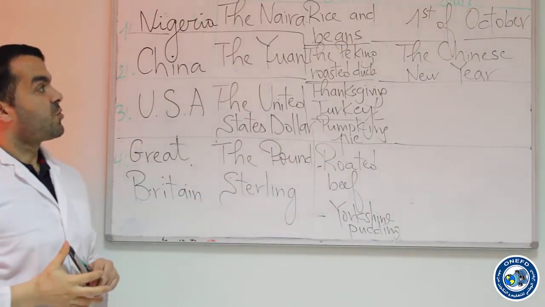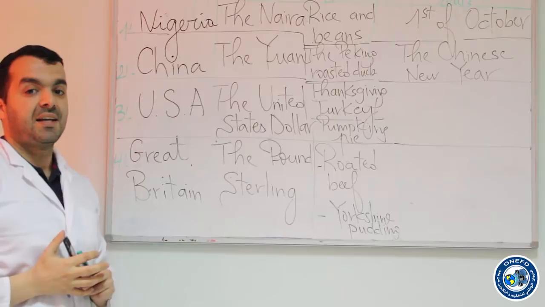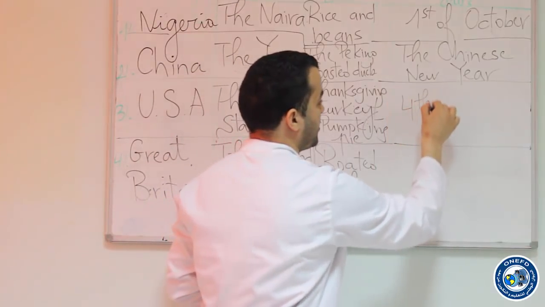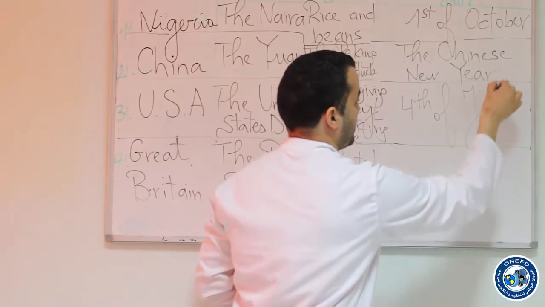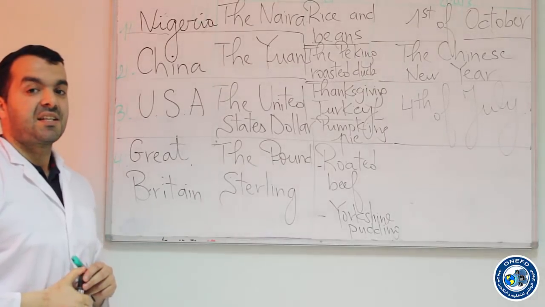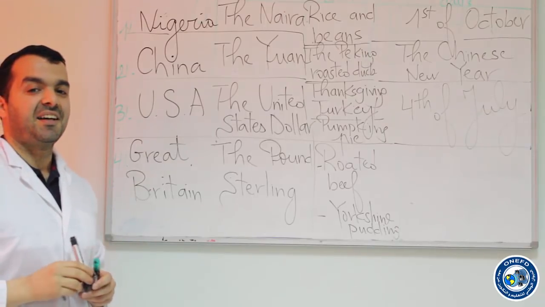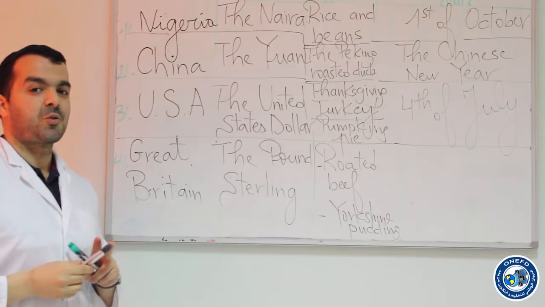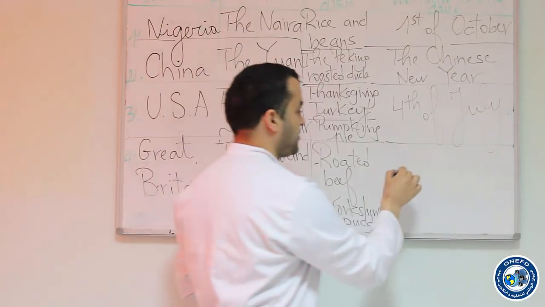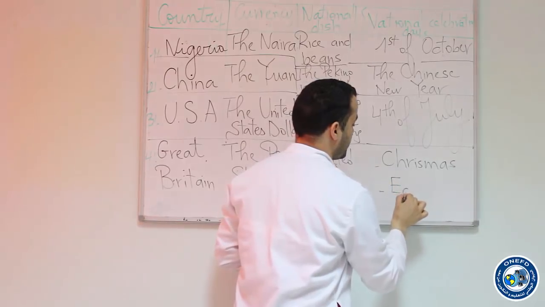Okay? What is the national celebration day of United States of America or USA? Very good. It's the 4th of July. Finally, we have two celebration days in Great Britain. Okay, try to remind me. We have Christmas and Easter.